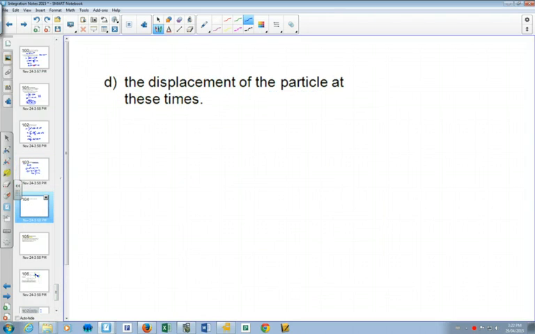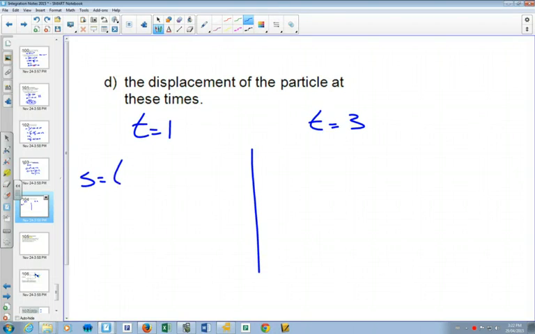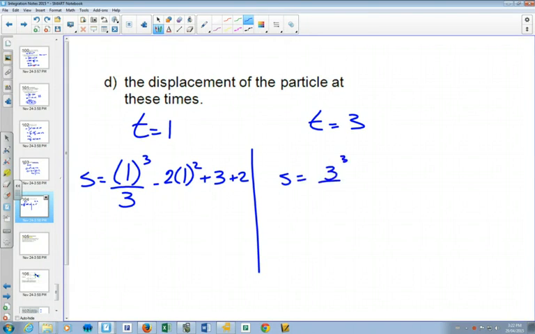Finally, the displacement of the particle at these times. So all you're going to do is plug in t equals 1 and plug in t equals 3 into our function for s, which was 1 cubed divided by 3 minus 2 times 1 squared plus 3 times 1 plus 2. And on this side, 3 cubed divided by 3 minus 2 times 3 squared plus 3 times 3 plus 2.